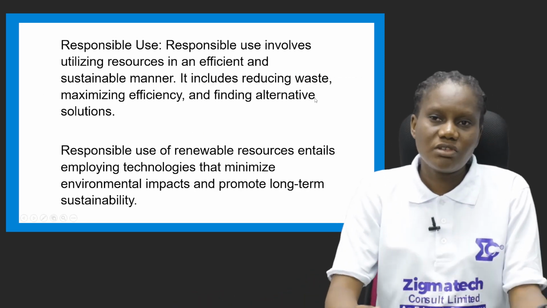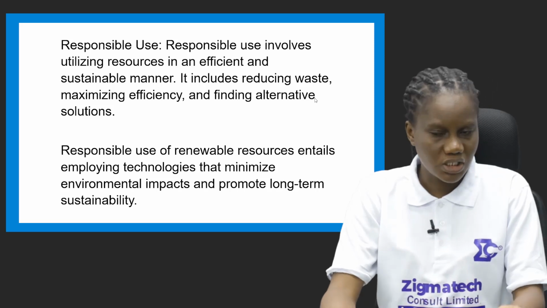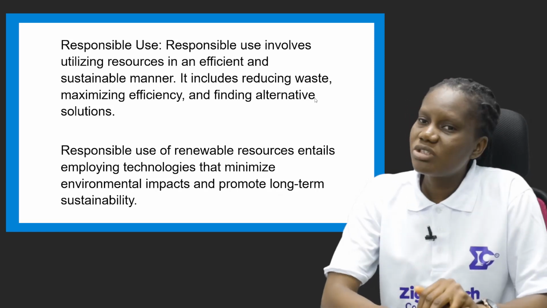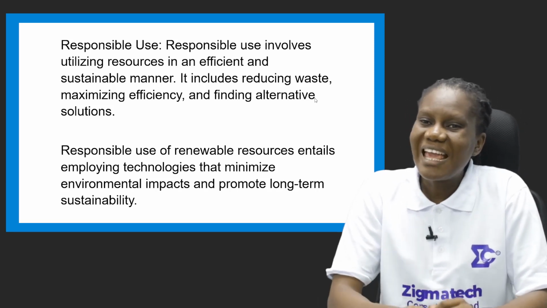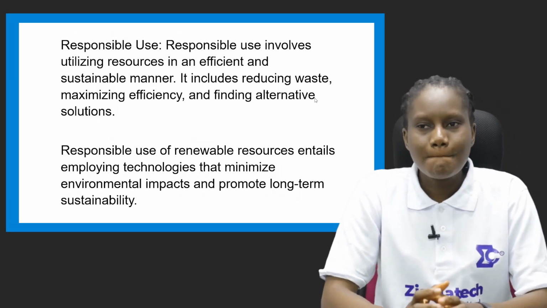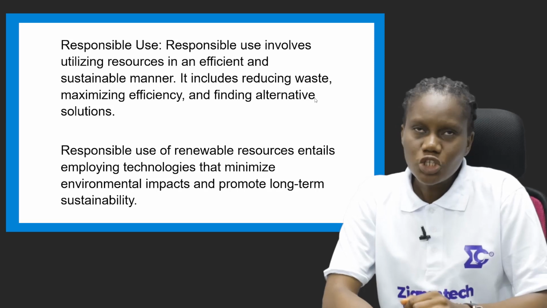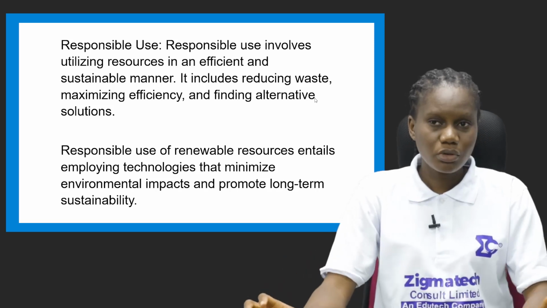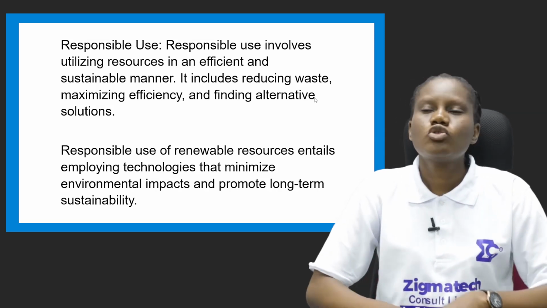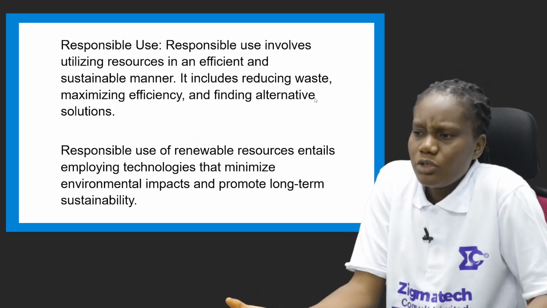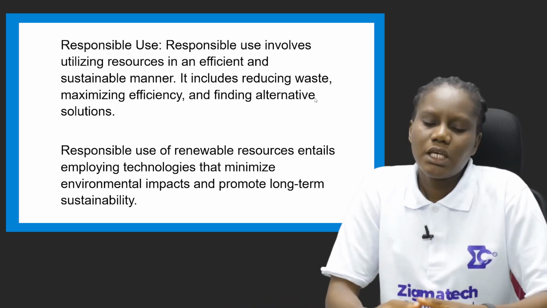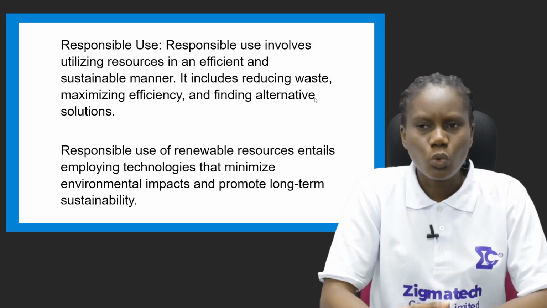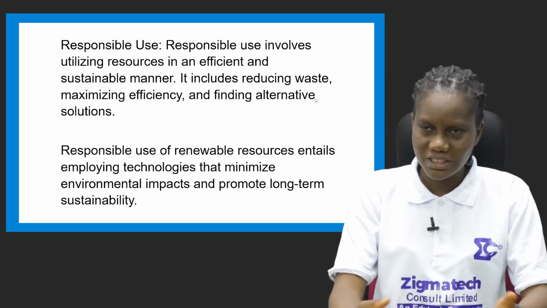So we have looked at conservation. How do we responsibly use our resources, whether renewable or non-renewable? Responsible use involves utilizing resources in an efficient and sustainable manner. It includes reducing waste. For example, in your house there's always food. Because you're always finding food, you just waste it. You just feel like, anytime I get home, my mom would have cooked, and you just binge on some food or you waste it. You know, it's not wise.